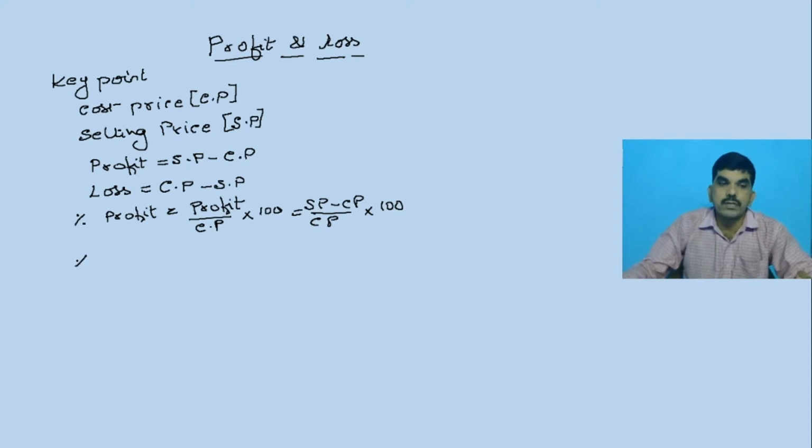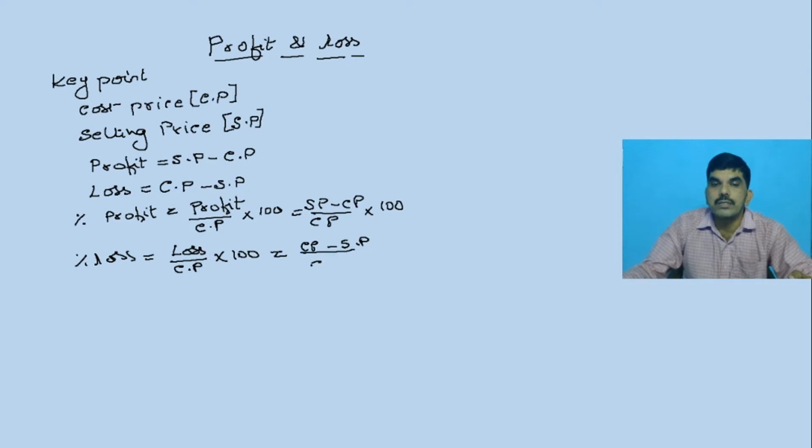Similarly percentage loss. The loss is incurred when cost price is more than the selling price, but still it is always measured with respect to cost price only. So loss divided by CP into 100, that is CP minus SP divided by CP into 100. So whenever selling price and cost price are known, then you can find out the percentage profit or percentage loss.